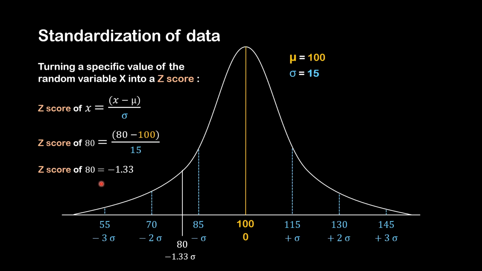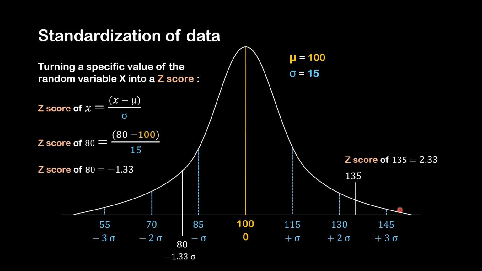The z-score is just a measure that tells you how many standard deviations a particular value of x is away from the mean. So here, this IQ score is minus 1.33 standard deviations away from the mean. And someone who has an IQ score of 135 would be 2.33 standard deviations above the mean, so away from the mean, but to the right in the distribution.